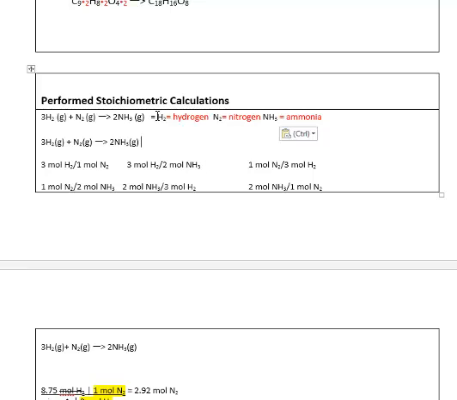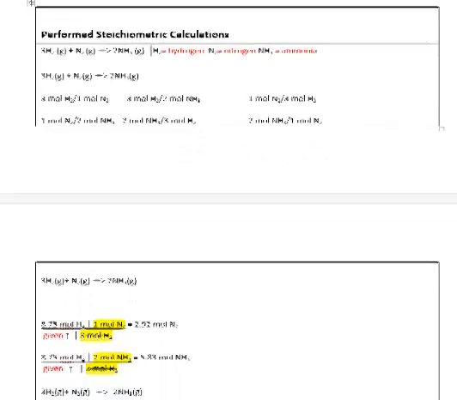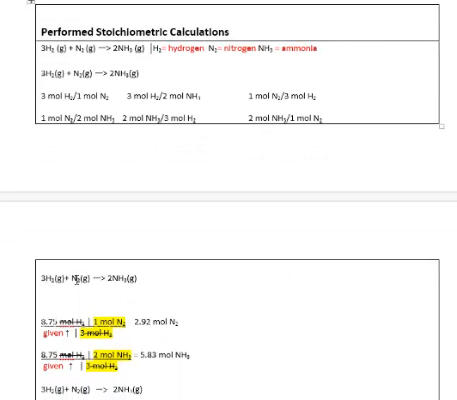So here I just put H2 is the chemical hydrogen, N2 is the chemical nitrogen, and NH3 is the chemical ammonia. So in here, that's how you would refer to each of these chemical formulas. Okay, down here, 3 moles of gaseous hydrogen reacts with 1 mole of gaseous nitrogen to form 2 moles of gaseous ammonia.